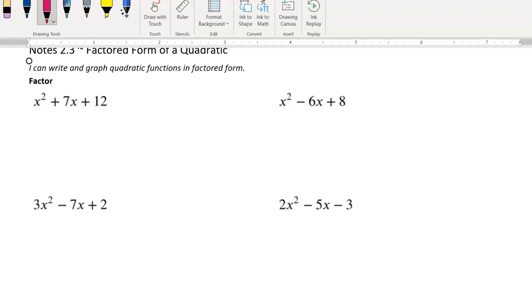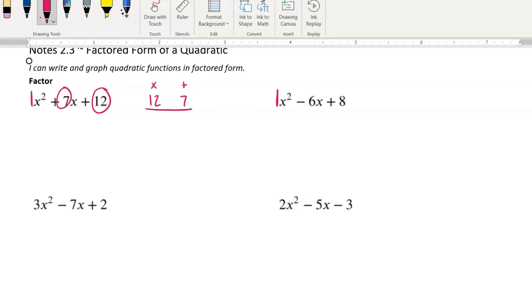So there's two different scenarios. One scenario is when that a value is 1. Those are the easiest to factor. When the a value is 1, we're just going to look at these two numbers, and we're going to look at what two numbers multiply together to be 12 that add together to be 7. So what are two factors of 12 that would add up to be 7?